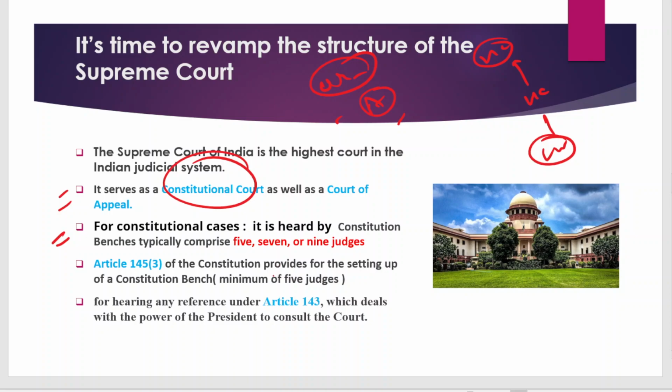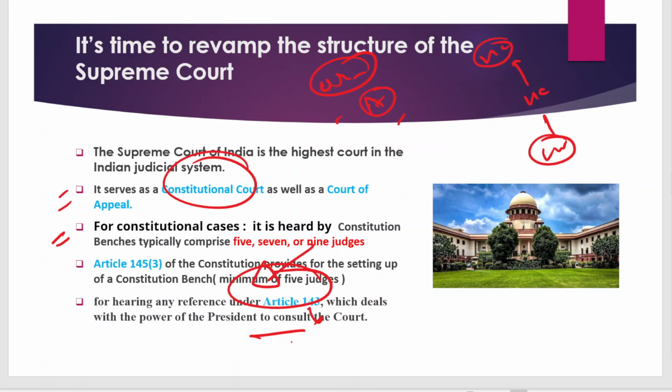Minimum 5 judges are required, and you know that for advising the president, there is a need to have a minimum 5 judge bench that will advise the president if the president seeks opinion from the Supreme Court. When we talk about a reference under Article 143, it is actually related to the president consulting the court. Try to remember these articles because there can be a direct question related to the article.